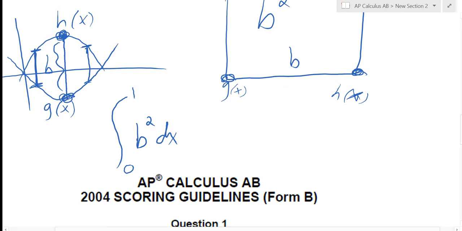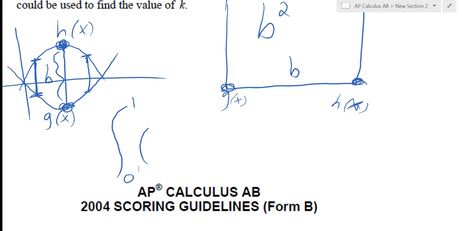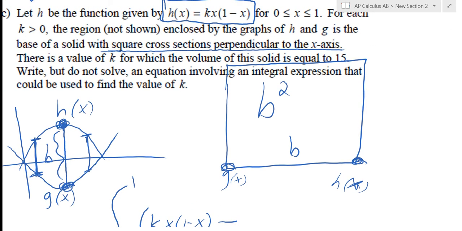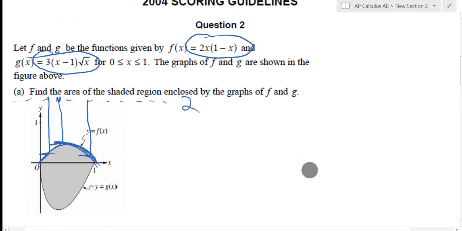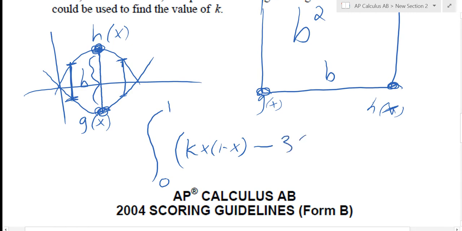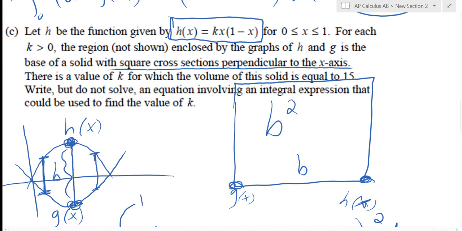Okay? So we're not going to put the base squared there. We're going to put h of x, which for us was kx times 1 minus x. I'm actually going to write them out here. That's h of x minus g of x, which was, what was g of x? I forgot already. 3x minus 1 root x. Okay. And we're squaring that. Oh, we don't need that one there. Dx. Whoo! Okay.